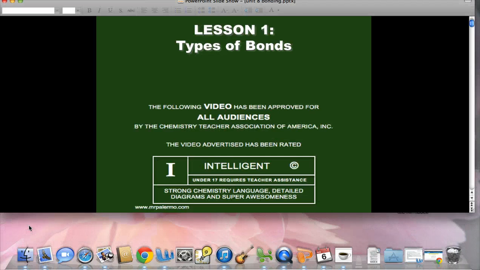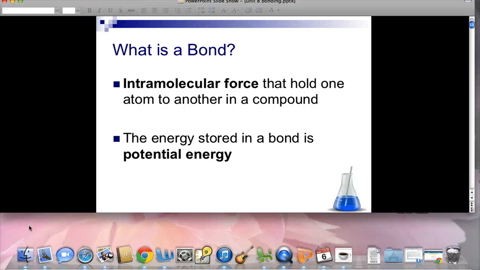Lesson 1, Types of Bonds. What is a bond? Basically, a bond is an intermolecular force that holds one atom to another in a compound. A bond is basically a region that forms when electrons from different atoms interact with each other. And there is energy stored inside a bond, and we call this potential energy.